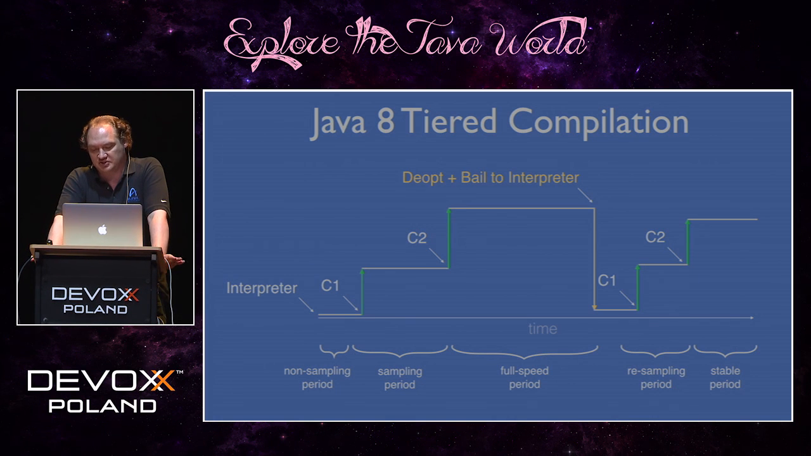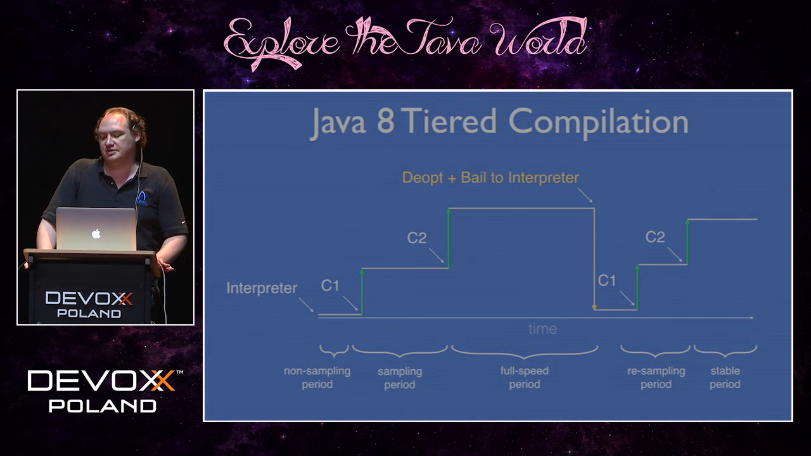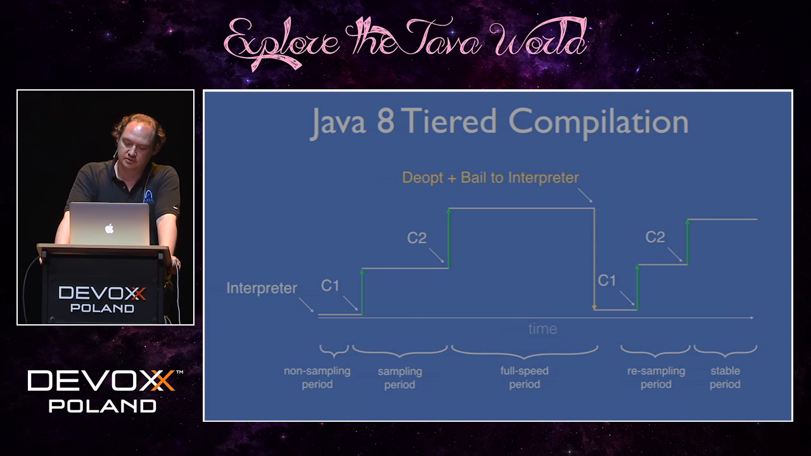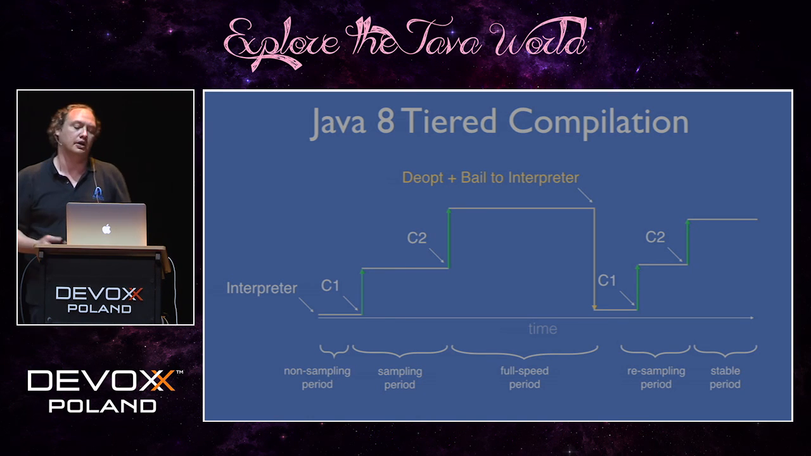Then we have an actual sampling period where we're building the profile. Then we get to full speed, hopefully, unless we were wrong. And then we drop down. And then for most of the common types of de-optimization, you're going to end up doing a resampling. Not always, but most of the time. And then after you've done this a few times, you'll reach a stable period of performance. But it does take a while.